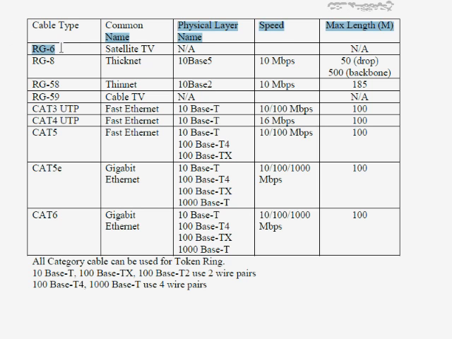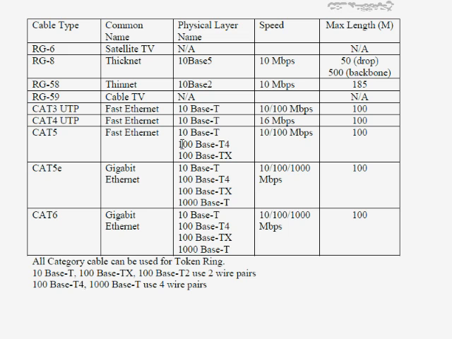So, for example, RG6, I mentioned earlier, is often used for the older satellite TV. RG8 is also known as thicknet cable, by the way, and it's used on an older 10Base5 type of network, which gives you 10 megabits per second. The maximum length you can use for this is 50 meters for a drop. That would mean you're taking it from the trunk or the bus and then running it to one of the clients, for example, and then 500 meters for the actual backbone. Okay, so you get the idea there. There are other types of things described here as well.